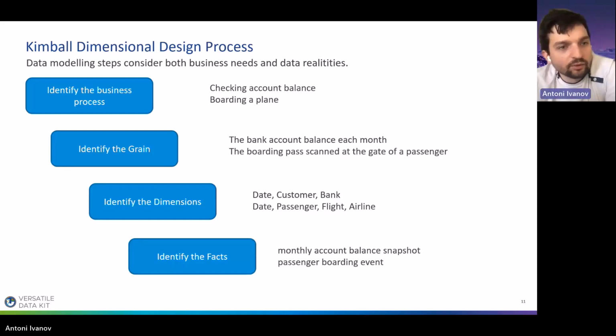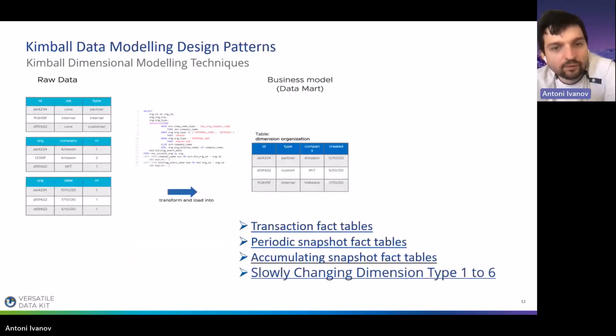So we went over the Kimball architecture, and the second thing, the Kimball dimensional design process. Those things are independent. You can use one independently of the other. And the third thing, we'll go over some of the modeling techniques or design patterns that are proposed by Kimball. So basically, design patterns are predefined techniques that you can use to model data in certain ways.